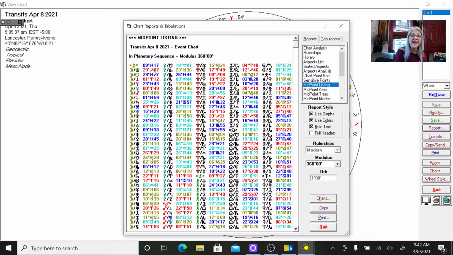Now, what I really liked about this chart, and I kind of kept it, is that this thing is less than a degree away from the Aries point, and I wanted to show that because I'm doing this video for the world at large.